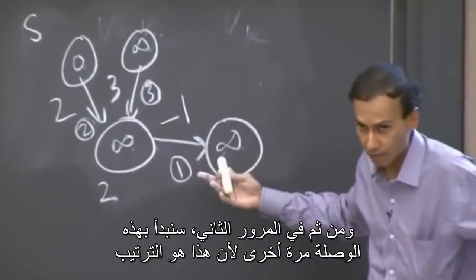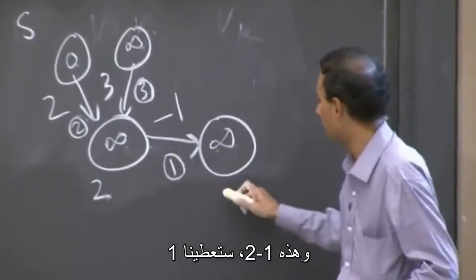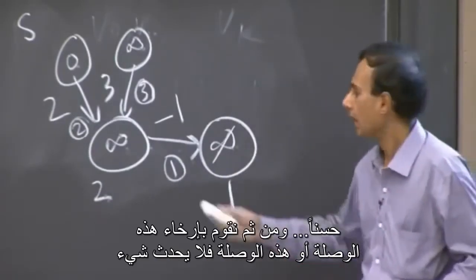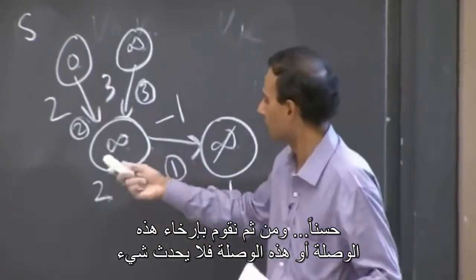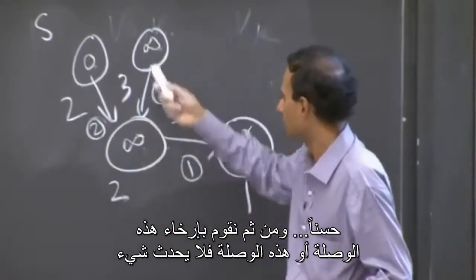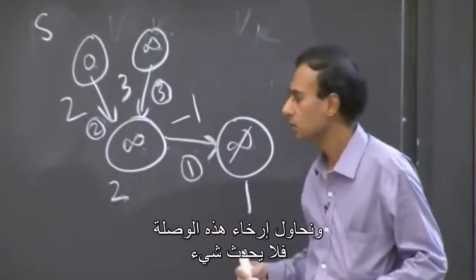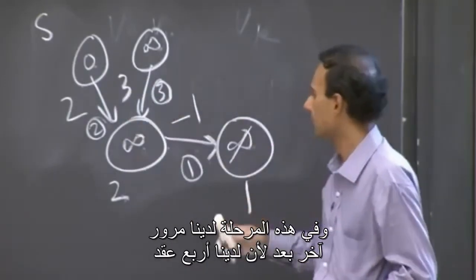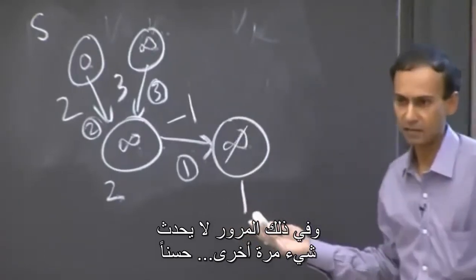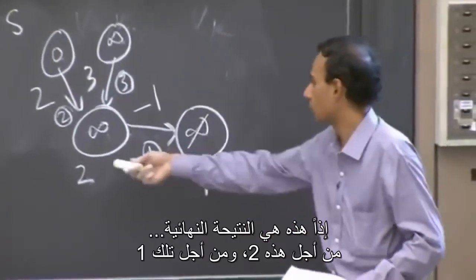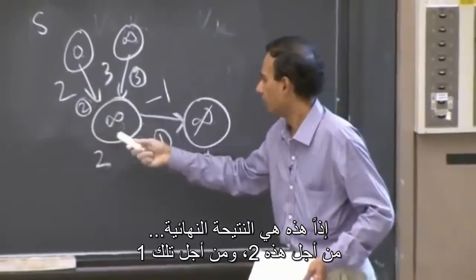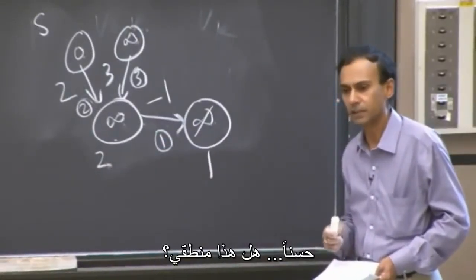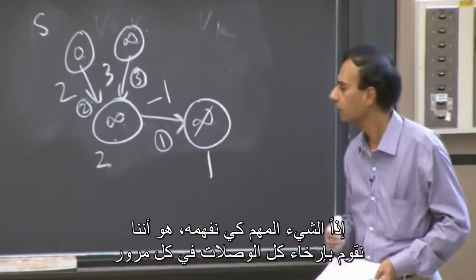Because that's the ordering. And this 2 minus 1 would give this a 1. All right? And then you try to relax this edge. Nothing happens. Try to relax this edge. Nothing happens. And at this point, you have one more pass to go because you have 4 vertices. And in that pass, nothing changes again. Okay? And so that's what you end up with. You end up with 2 for this and 1 for that. Okay? That makes sense? Right.